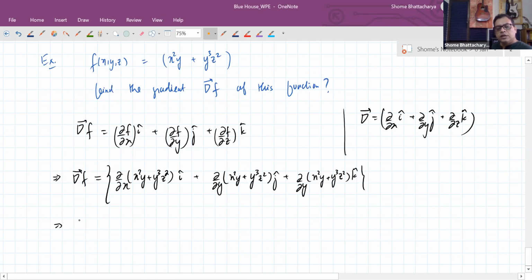Now, when you're calculating the gradient of this function, with respect to x you're doing the partial derivative, so treat y and z like constants. Treating y and z like constants, this term's derivative becomes 2xy, since y is a constant and x square is differentiated with respect to x. So that will be 2xy i cap. The second term, y cube z square, has derivative with respect to x equal to 0, because you're treating y and z like constants. Similarly, in the middle term, you're taking the partial derivative with respect to y, so you treat x and z like constants. Treating x like a constant, this term will become x square, and treating z like a constant, it will become 3y square z square.